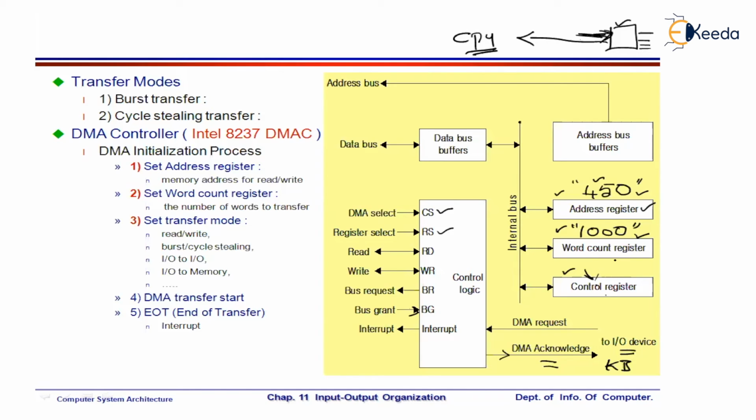The moment the word count register reaches 0, immediately this DMA controller sends an interrupt to the CPU, because the transfer has been finished, right? The word count register value becomes 0, which means the transfer has been finished. When the transfer has been finished, we need to let the CPU know that the transfer has been completed, and the CPU can regain the control over the bus system. So the moment the word count register reaches 0, an interrupt line will be enabled to the CPU by the DMA controller.